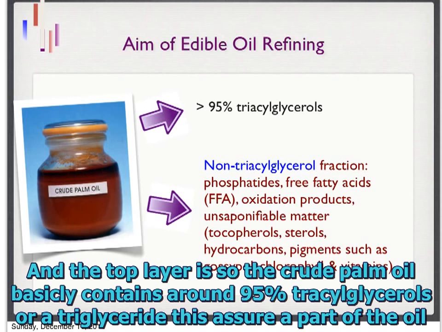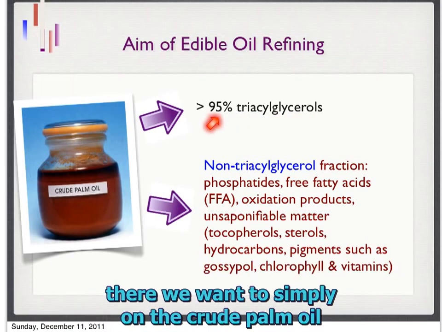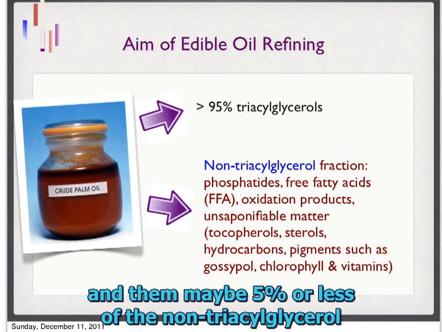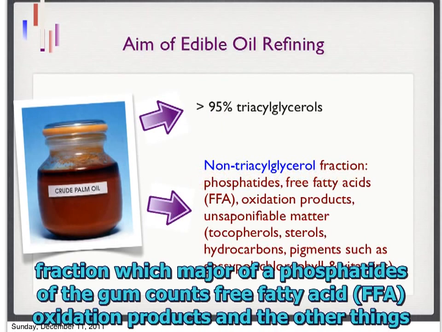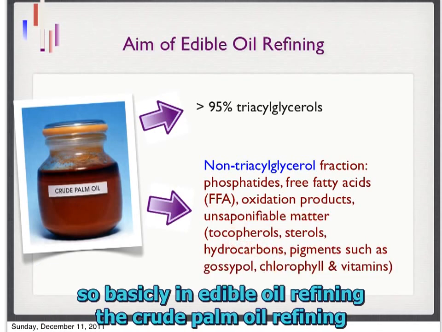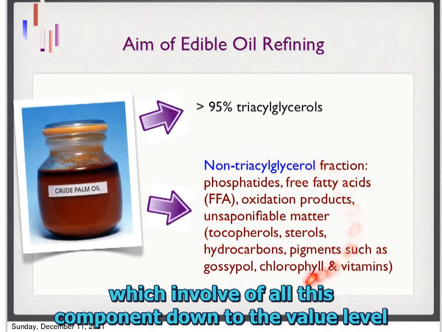So the crude palm oil basically contains around 95% triacylglycerols or triglycerides. This is the actual part of the oil that we want to separate from the crude palm oil. And there are maybe 5% or less of the non-triacylglycerol fraction, which consists of a mixture of phosphatides or the gums, free fatty acid, FFA, oxidation products, and other things. So basically the aim of edible oil refining or crude palm oil refining is to remove all these components down to a very low level.